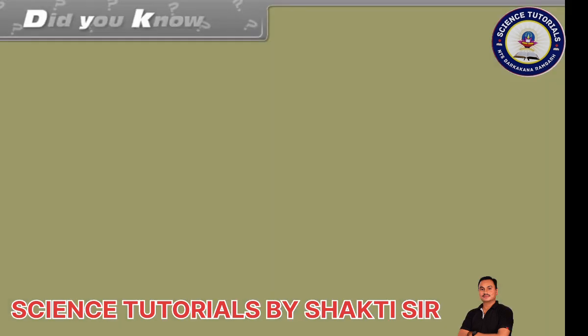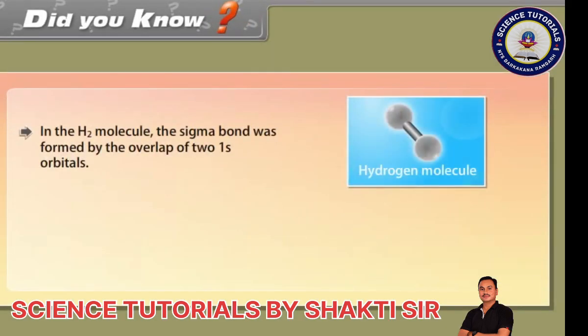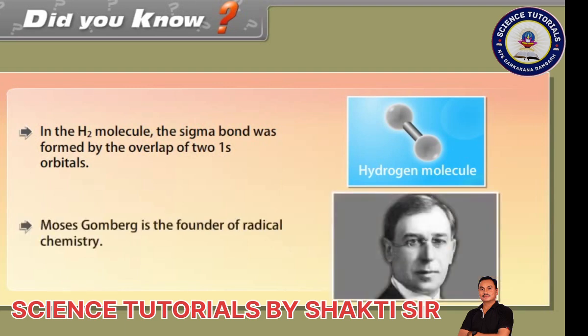Did you know? In the hydrogen molecule, the sigma bond was formed by the overlap of 2 1s orbitals. Moses Gomberg is the founder of radical chemistry.